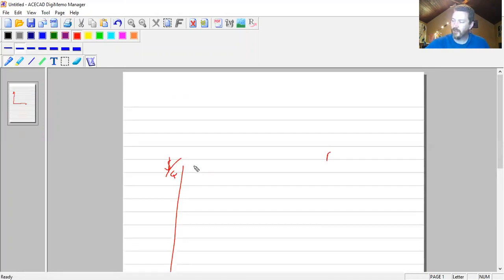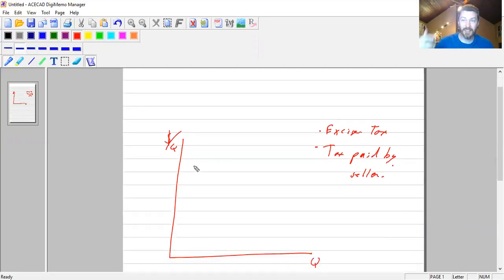Let's go through another excise tax example. Tax paid by the seller. We'll go back to that original example that we laid out, an excise tax, but a tax paid by the seller. But here we're going to assume a very elastic demand, very elastic demand.